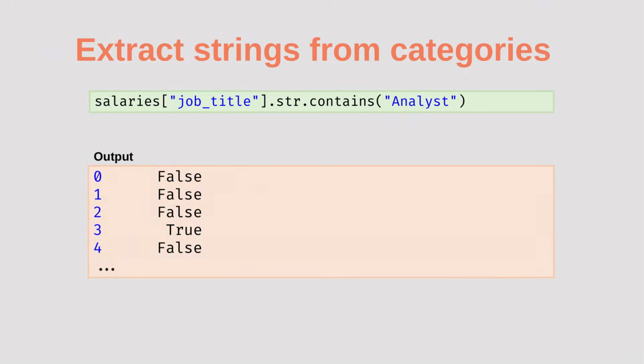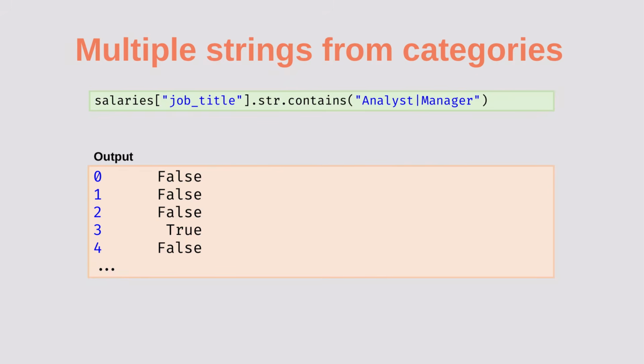We can use the pandas str.contains method, which lets us search a column for a specific string or multiple strings. For example, if we want to find out which job titles include the word analyst, we apply the .str.contains method on the job_title column, passing analyst as the argument. This will return true or false values based on whether each row contains the word analyst.